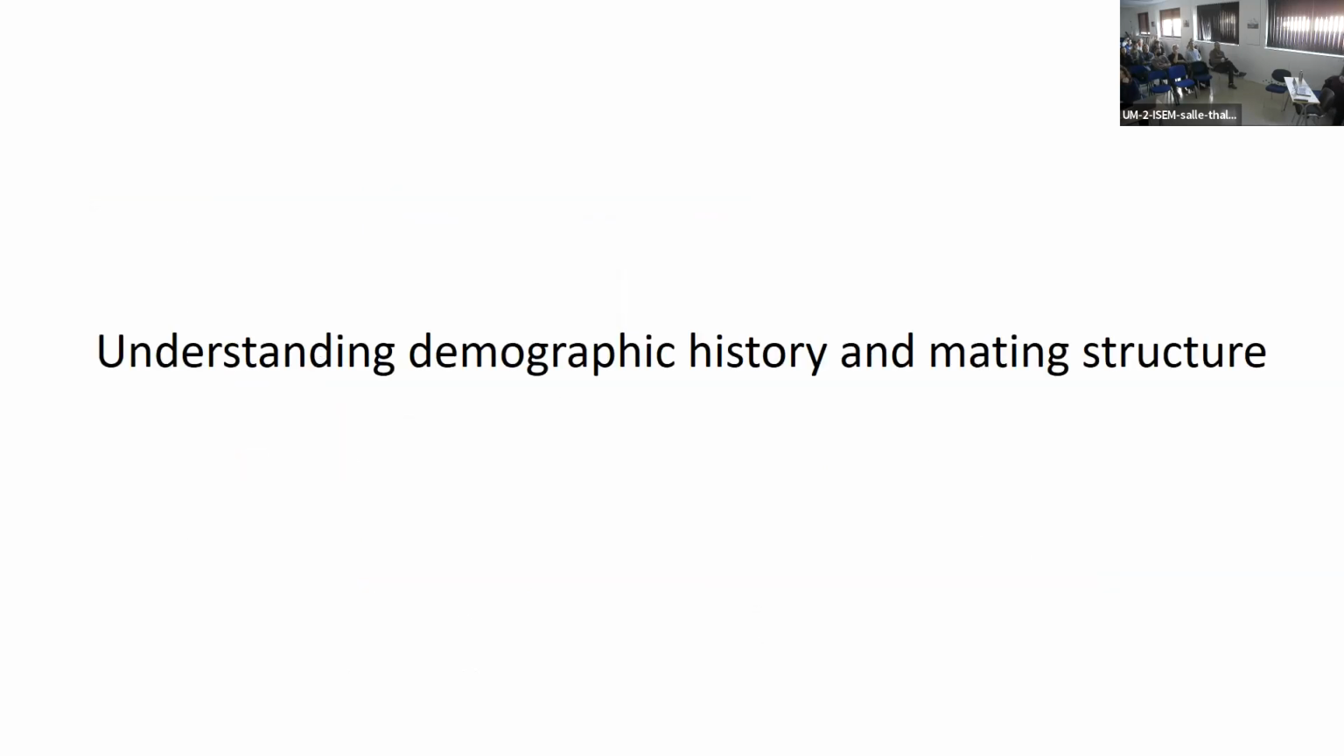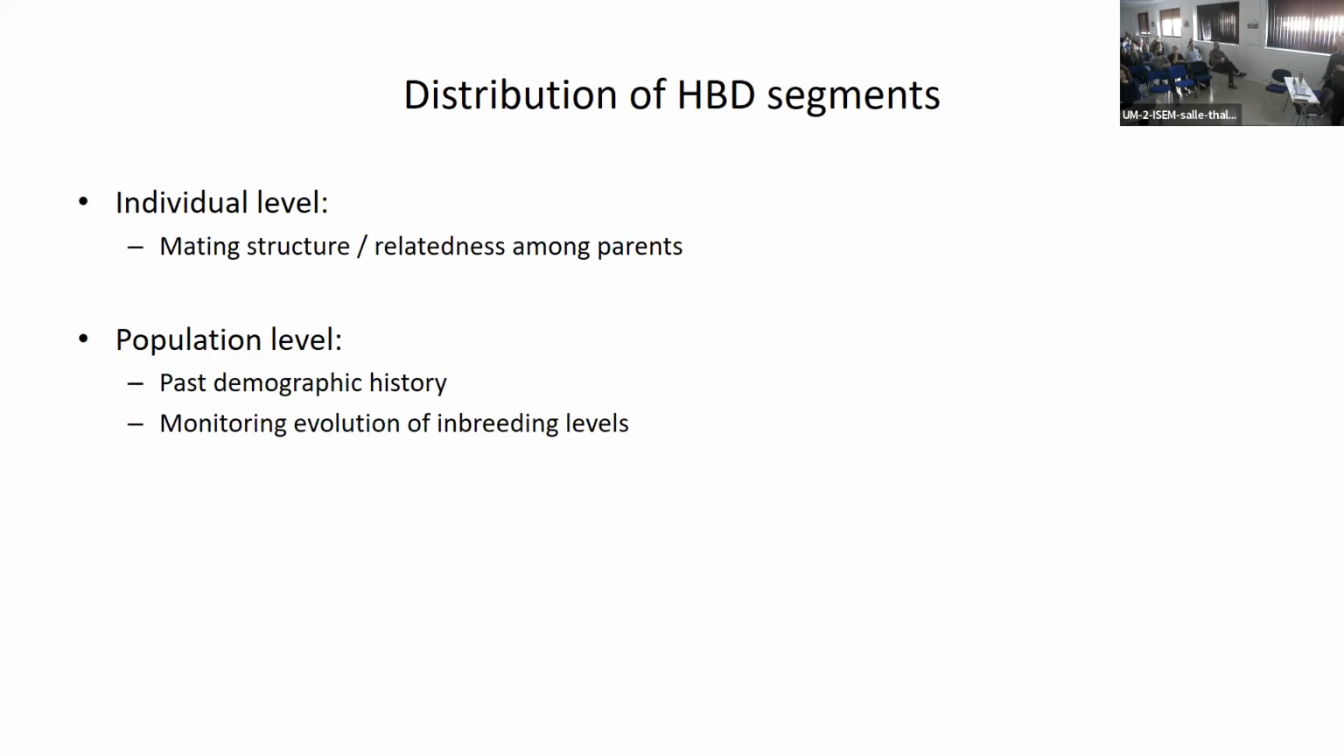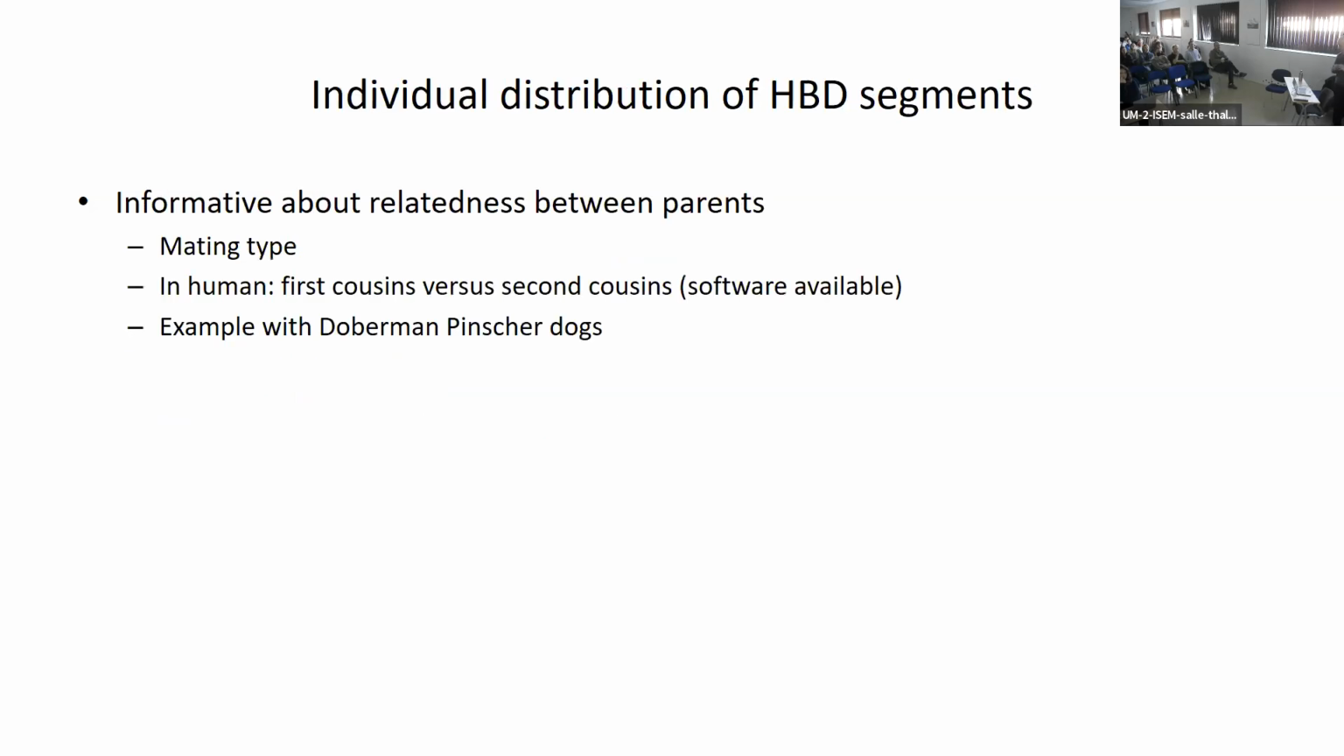Now I will move to the first application, which is how we can look at the distribution of these segments to understand the demographic history. This can be looked at individual level or population level. I start with the individual level. If you look at the individual distribution of HBD segments, it gives you information about the relationship between the parents, about the mating type in your population. As an example, in humans, based on the distribution of length, they will be able to tell you whether you have a marriage between first cousins or second cousins, which are traditional examples, or more frequent examples in humans.